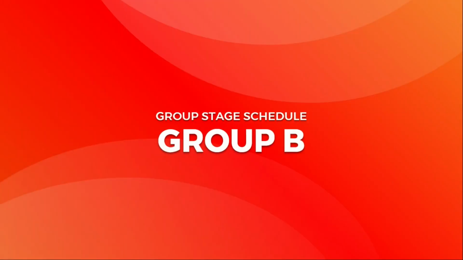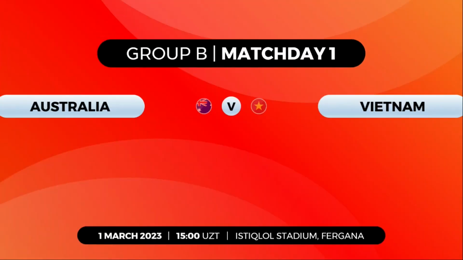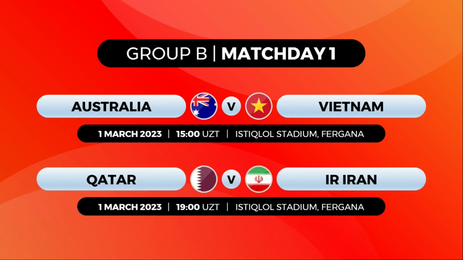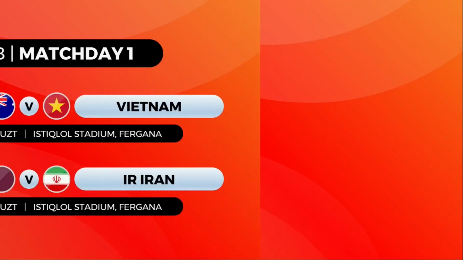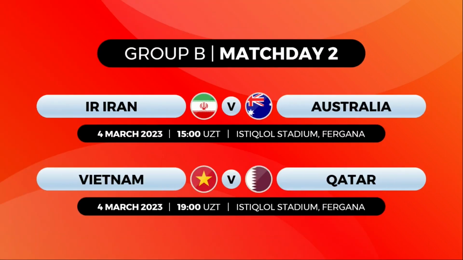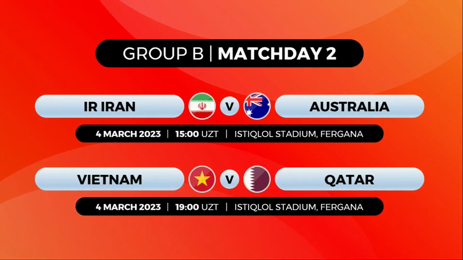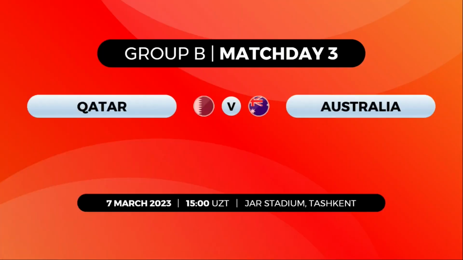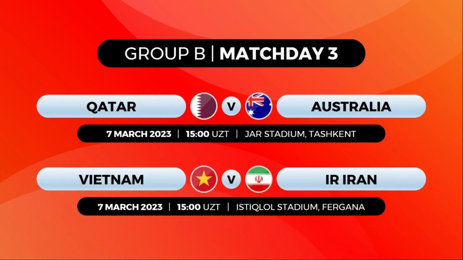Next for Group B schedule. For match day 1, Australia versus Vietnam and Qatar versus Iran. Next for match day 2, Iran versus Australia and Vietnam versus Qatar. Next for match day 3, Qatar versus Australia and Vietnam versus Iran.